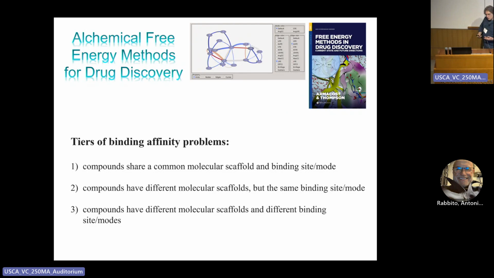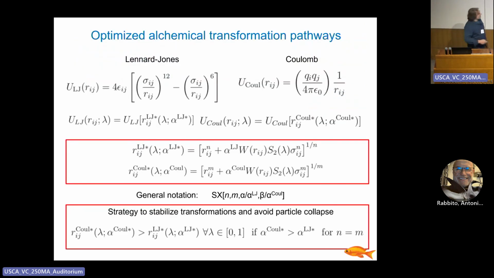We need to use other procedures, but basically the same idea that a lot of volume is being conserved when you do a transformation. You can still do a type of relative binding free energy and allow minimal relaxation of your environment. But then whenever you have a situation where you have different scaffolds and different binding modes, then you typically have to bite the bullet and look at absolute binding free energy calculations, which have their own set of challenges.